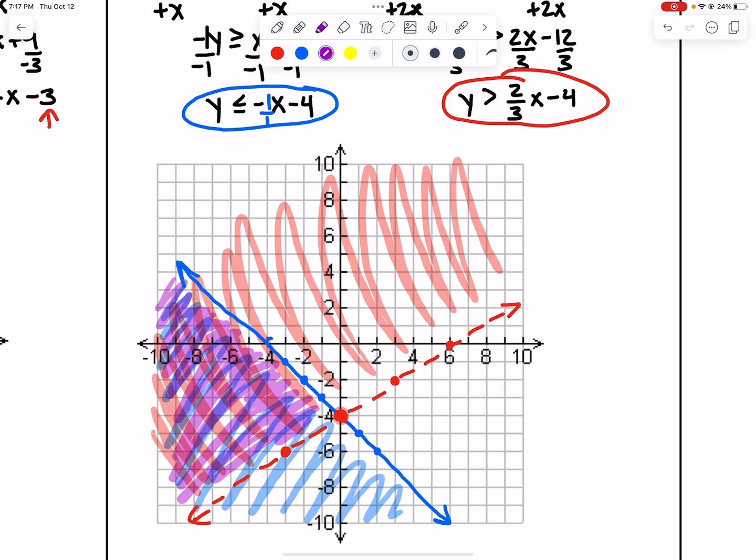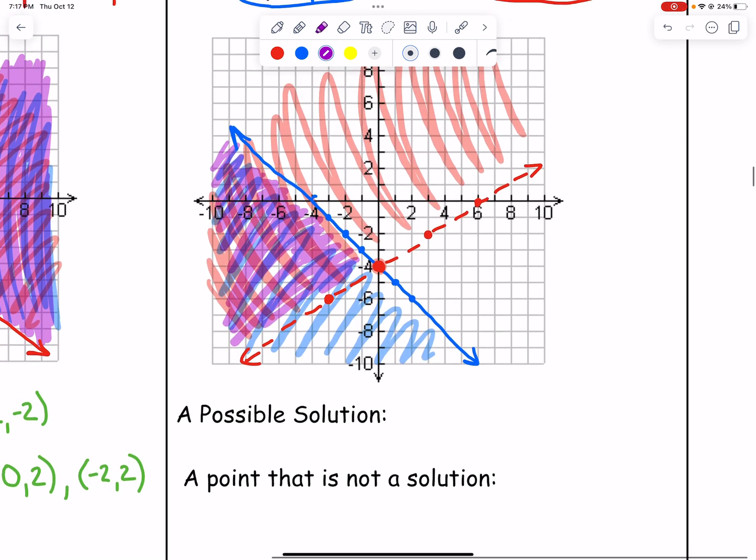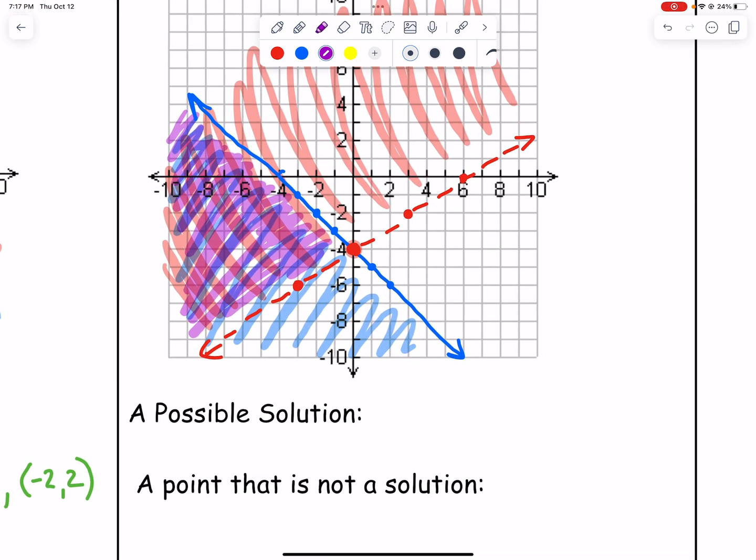So to pick out a solution, we want to pick out one that's in that shaded area or on a solid line that's our boundary line. So for a good example, we could say -6, -3 is definitely a solution right there. But we can also say -3, -1 because that's sitting on a boundary line that is solid.